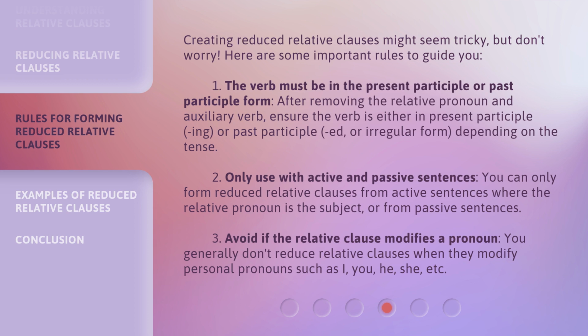2. Only use with active and passive sentences. You can only form reduced relative clauses from active sentences where the relative pronoun is the subject, or from passive sentences. 3. Avoid if the relative clause modifies a pronoun. You generally don't reduce relative clauses when they modify personal pronouns such as I, you, he, she, etc.